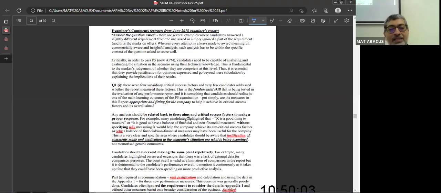Many candidates highlighted that X is a good thing. So they say it's good, you should do it. Or it is good to have a balance of financial and non-financial measures. Now, this is nice, no problem, nothing wrong here. But without specifying why measuring X, why measuring EVA, for example, would help the company achieve its aim or critical success factors, or why a balance of financial and non-financial measures may have been useful for the company. This is a very clear and specific area where candidates should be aware that justification of comments made and application to the company's situation or what is being examined is needed, not memorized generic comments.